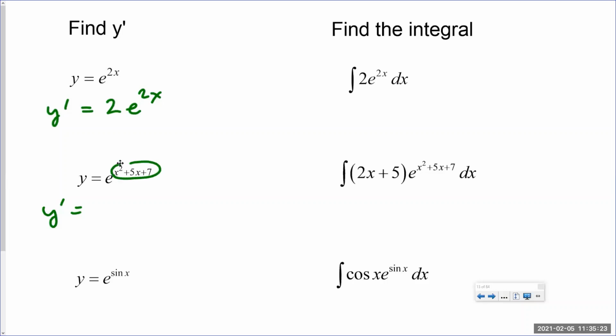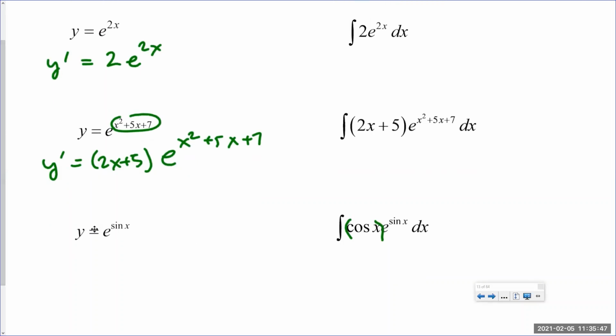So the e to the u just means you copy the e to the u, but then you have du dx. So it's the derivative of this exponent, which is the quantity 2x plus 5. You guys good with that? Actually, can you put parentheses here? This is much better with parentheses, this cosine x.